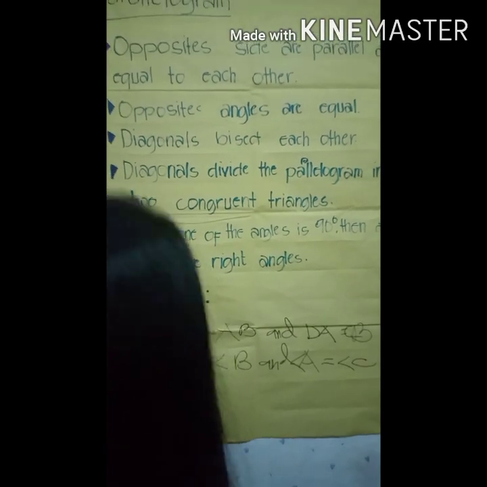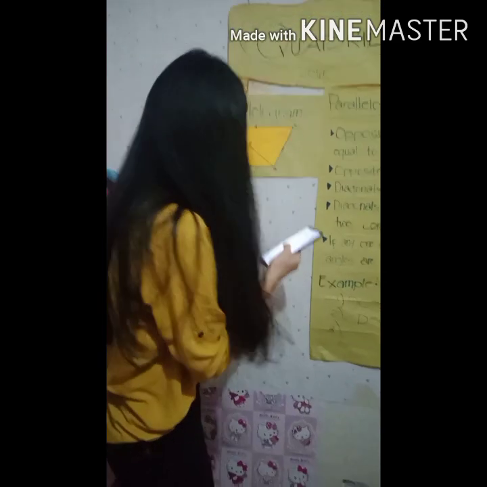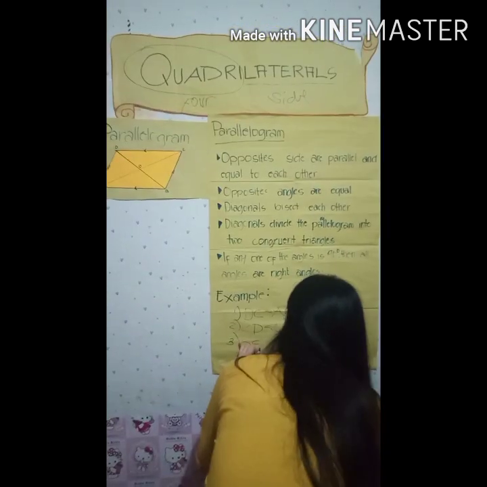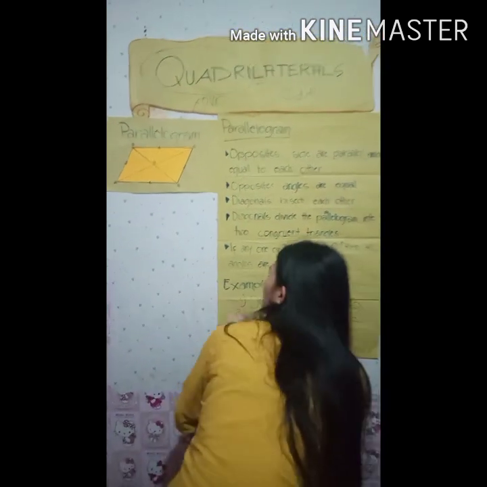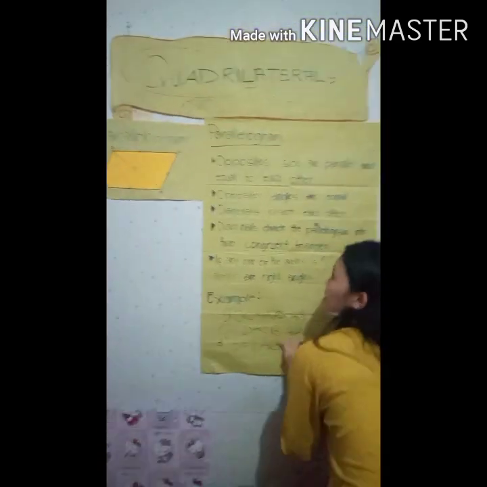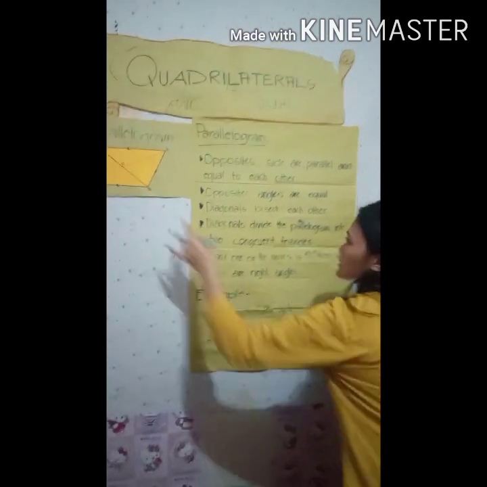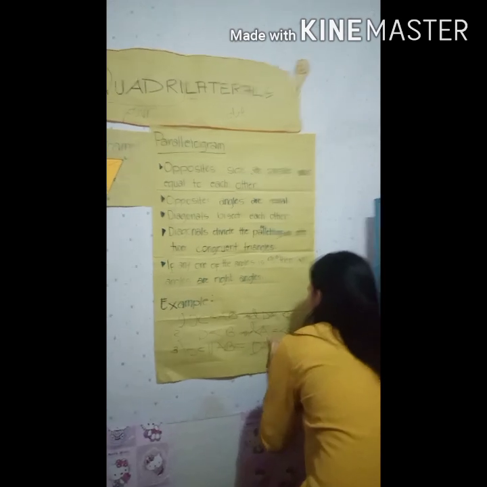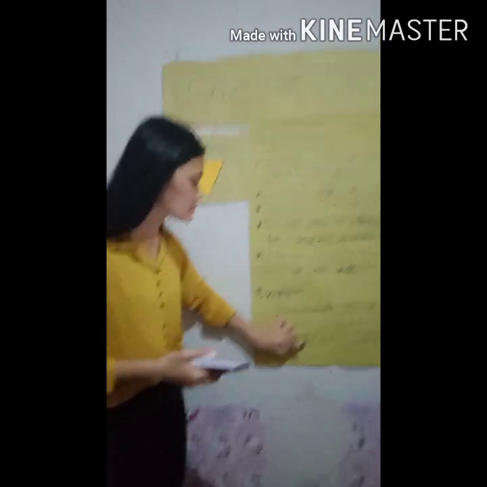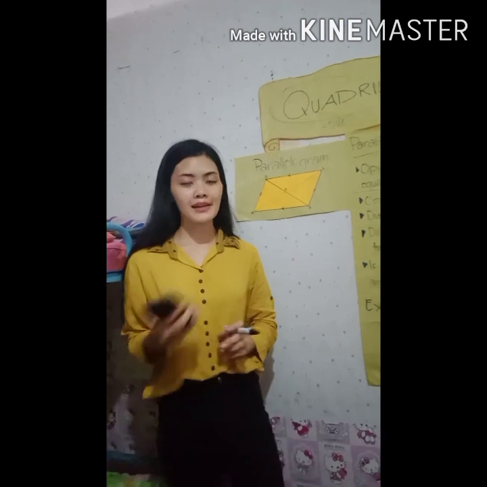Number 3, opposite sides are parallel. If DC is parallel to AB, and DA is parallel to CB. This sign is called parallel. So that's all about the parallelogram.